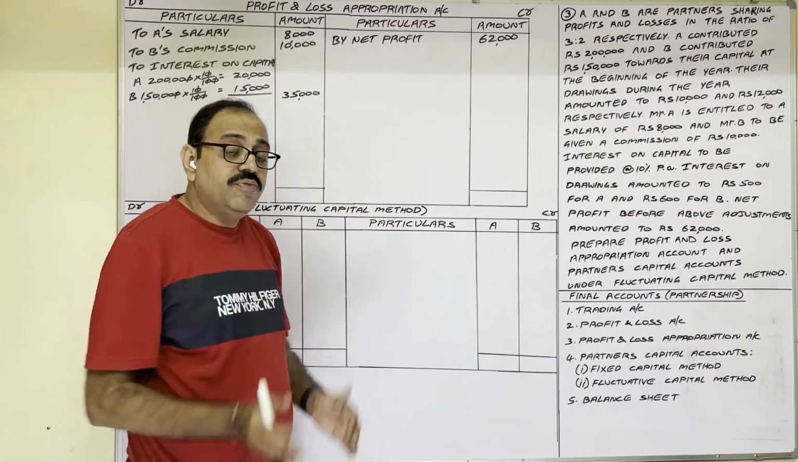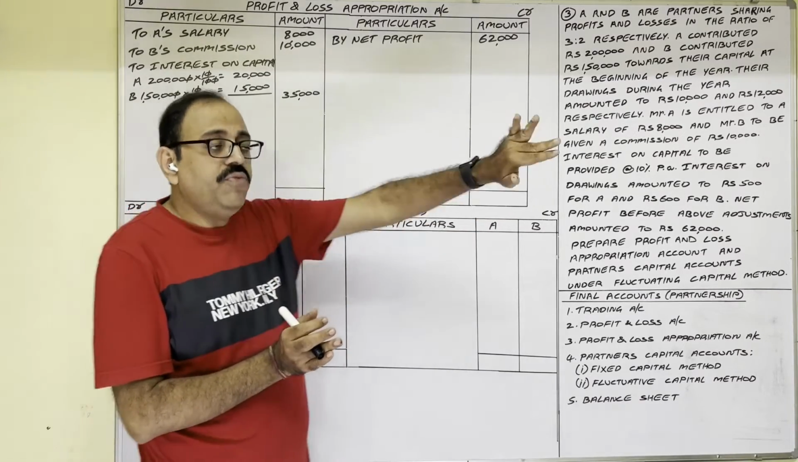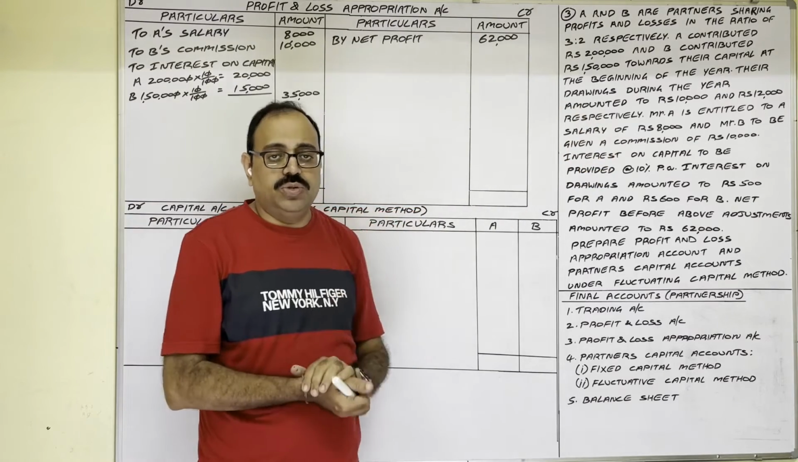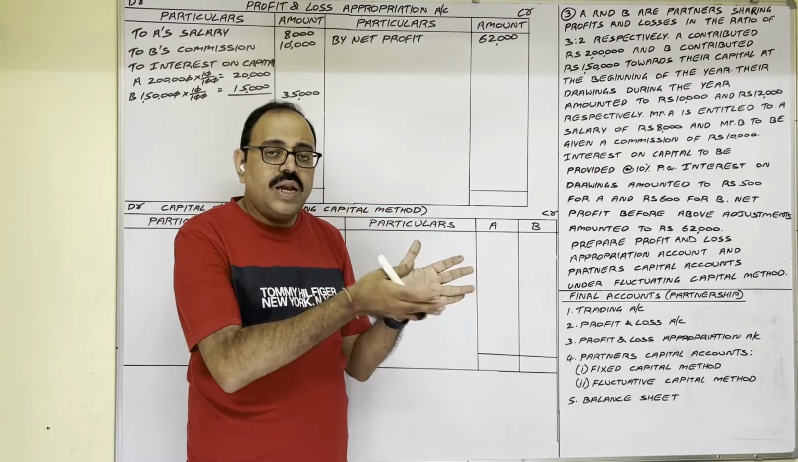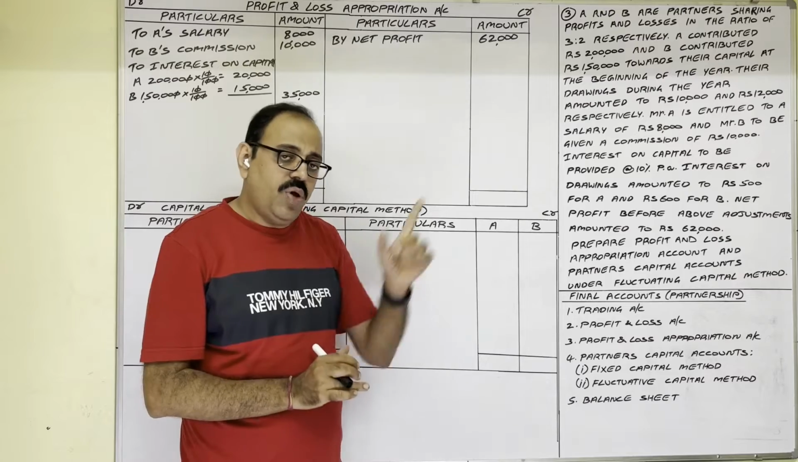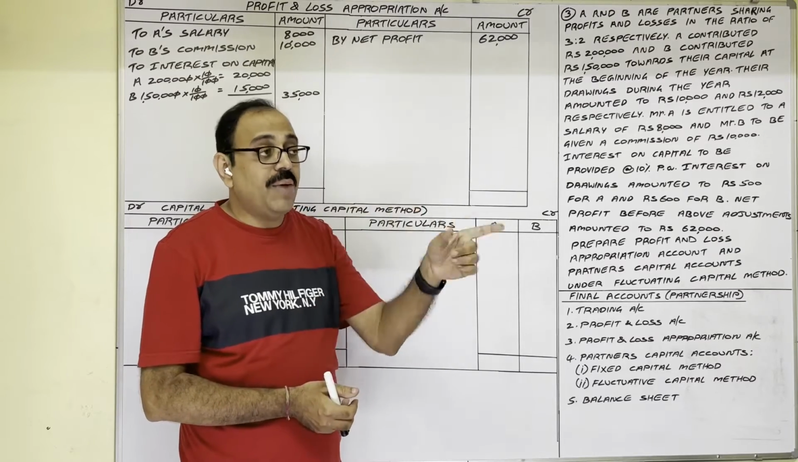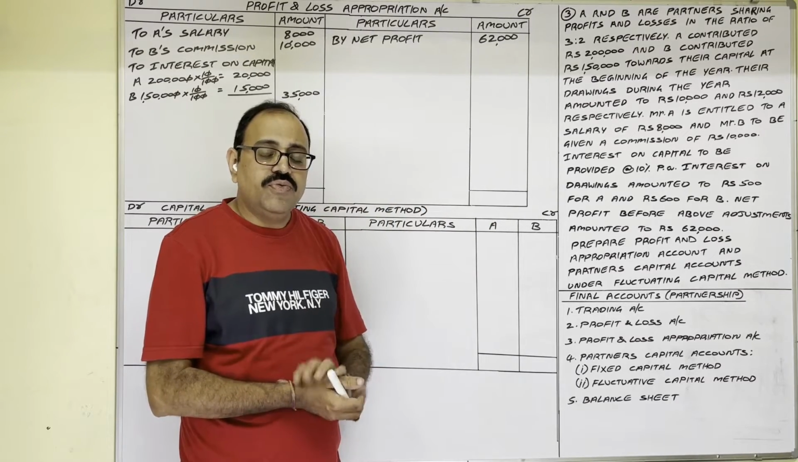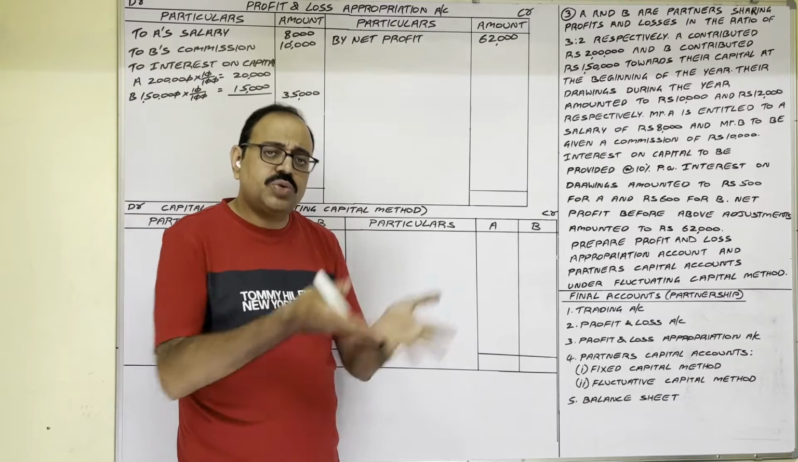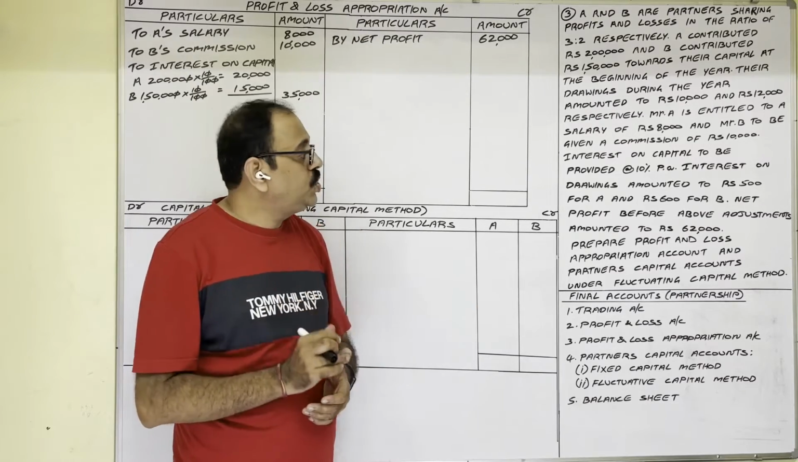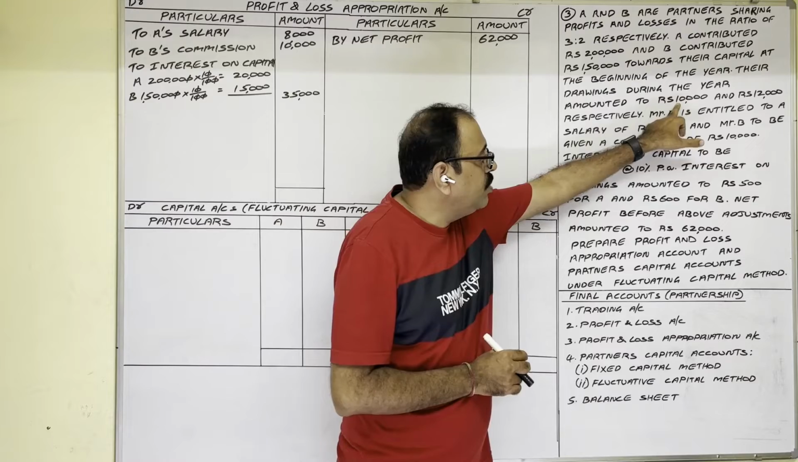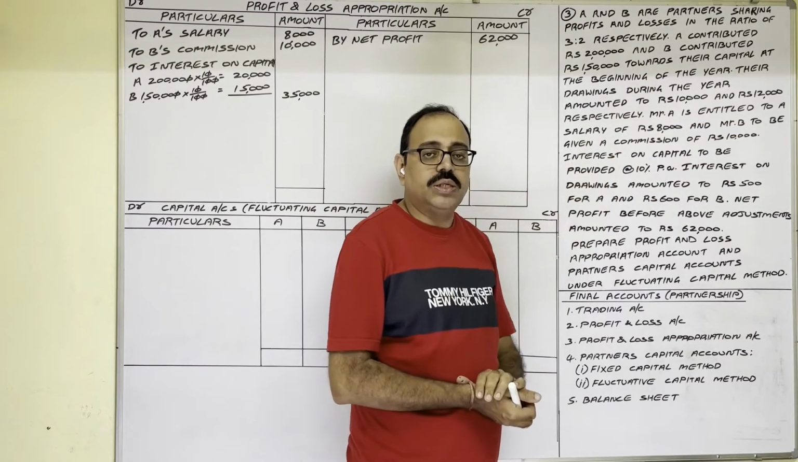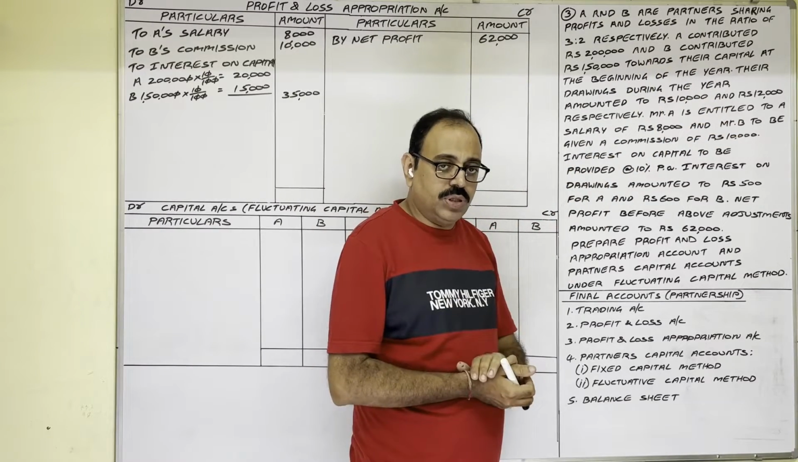Drawings means from the firm, the partner withdrew some amount for personal use. So partners are running the business. They too have families, no? They have to meet family personal expenses, no? From where do they get the money? From the business only they should take. So A withdrew 10,000 rupees, B withdrew 12,000 rupees. These two are drawings amounts.